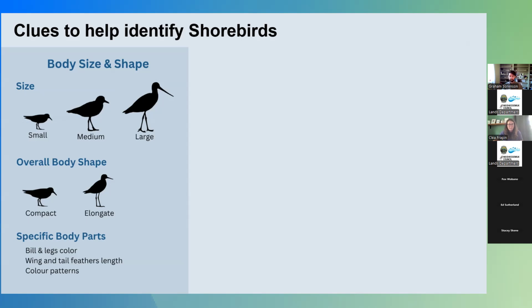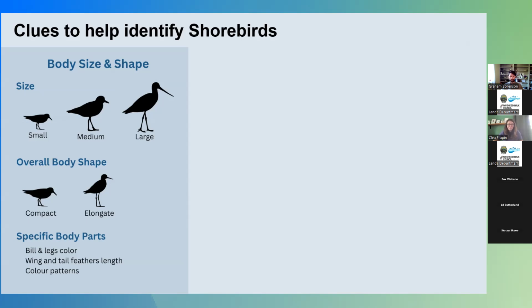So begin by looking at the overall size. Is it a small, medium, or large bird? Then you can look at its shape. Is it compact? Is it stocky? Or is it more elongated with longer legs and a longer neck? And finally, you can pay attention to specific body parts such as the bill shape and length, also the leg color, and the length of the wing and the tail feather.